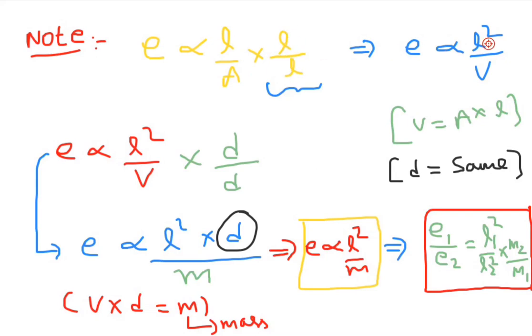Already we did this one. So, we know that E is proportional to L square by V. E is proportional to L square by V. So, this is the expression we got.